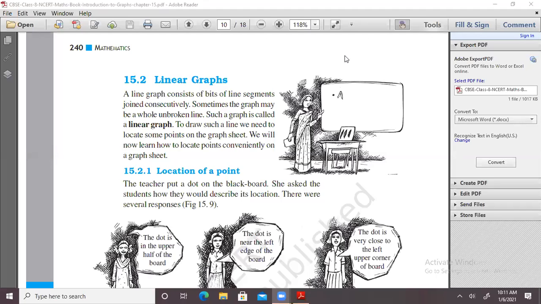Next, we have exercise 15.2 where we are to do linear graphs. So now we'll do linear graph. Previously, we have done line graph. So what are the linear graphs?